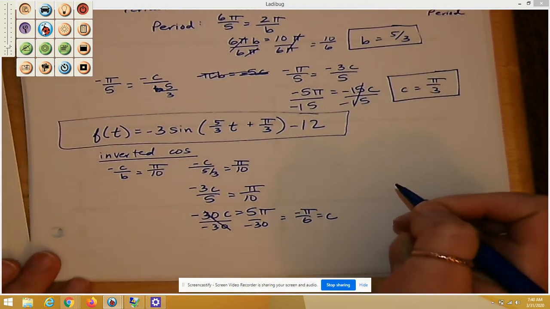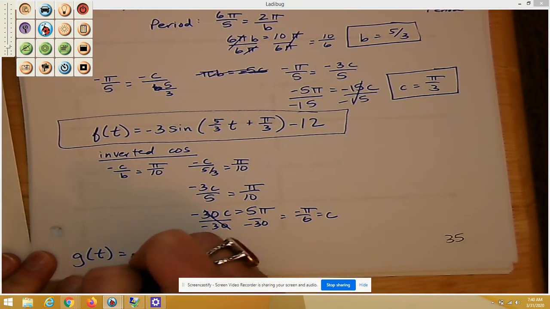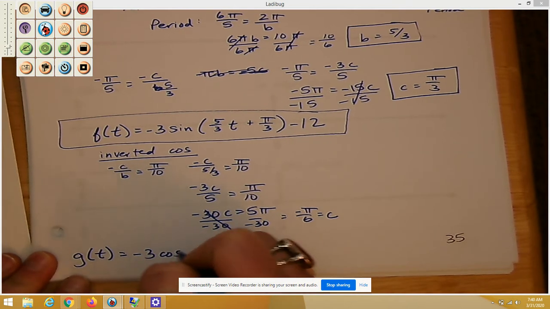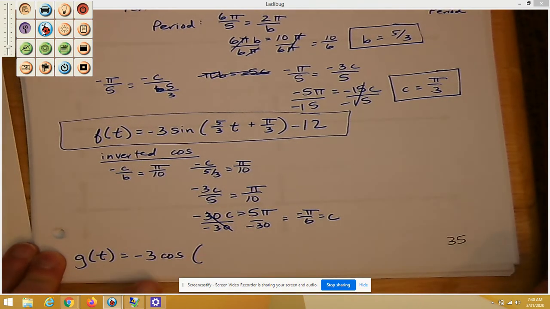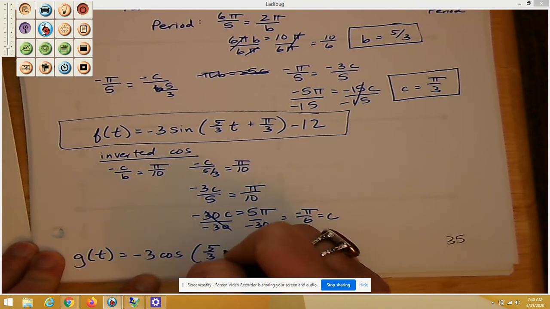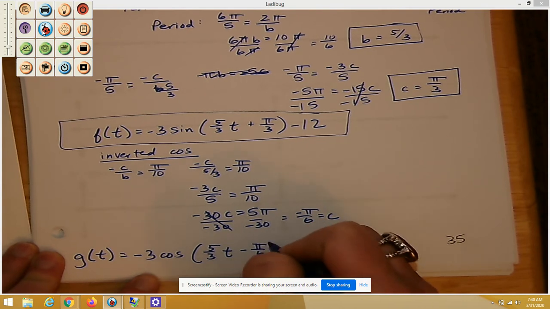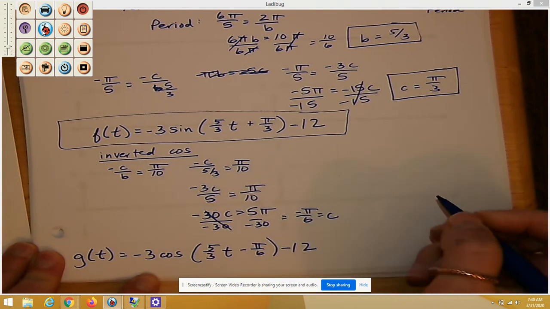All right, and now I would kind of do the same thing. So I'm going to say g of t equals negative 3 times the cosine. And b was the 5/3 t. C is negative pi over 6, and I have minus 12.